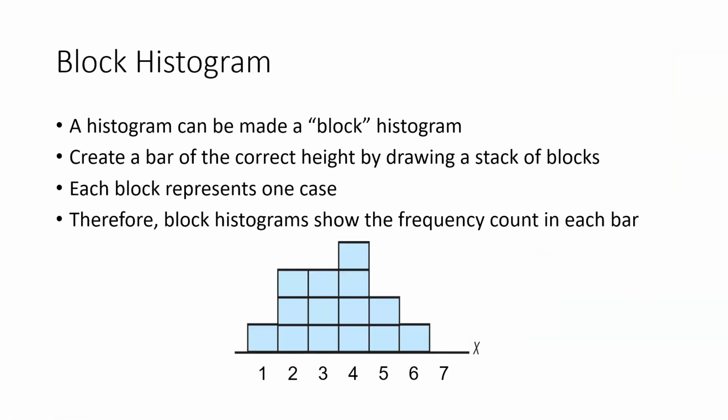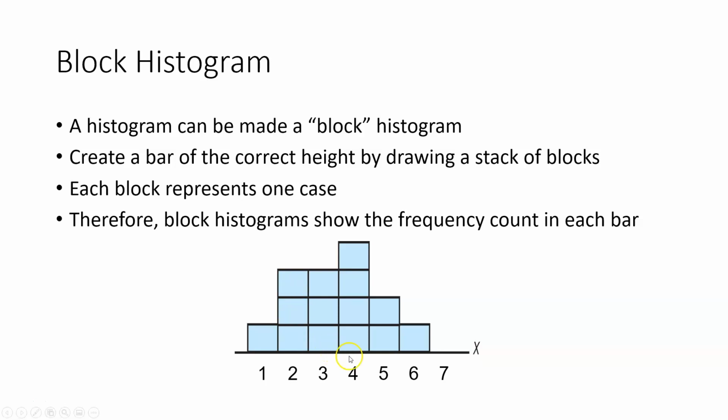Another type of histogram is called a block histogram. A histogram can be made into a block histogram by creating bars with individual blocks instead of tall bars that don't reflect the individual blocks. The reason why we do this is because each block represents one case. Therefore, block histograms show the frequency count in each bar. So if you have 3 people who got a 2, that's reflected by the 3 boxes stacked on top of each other.